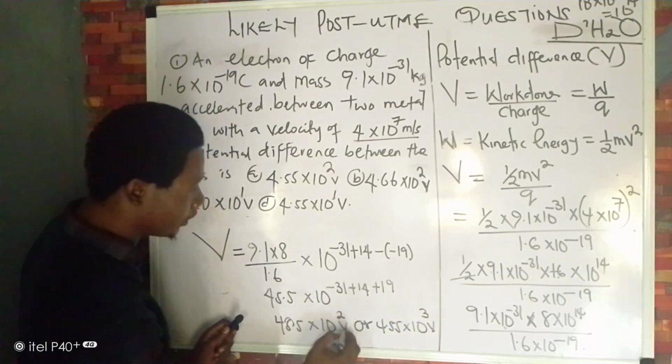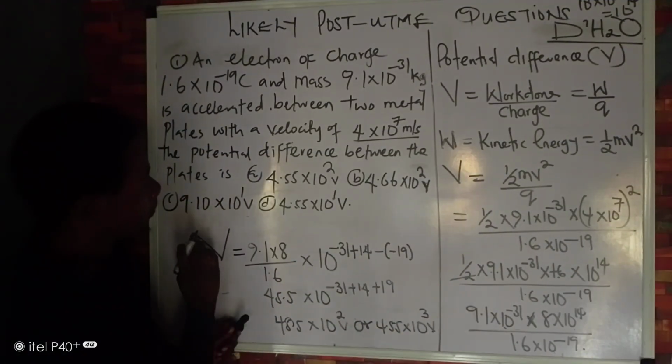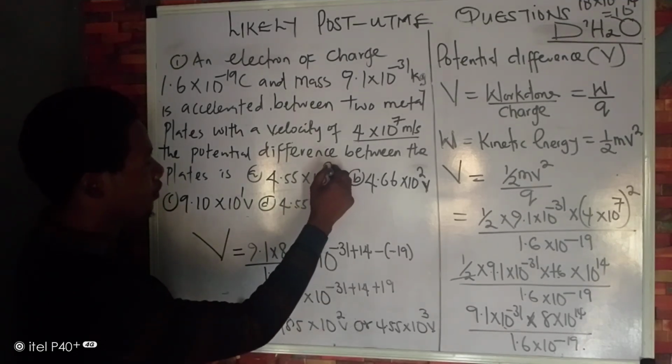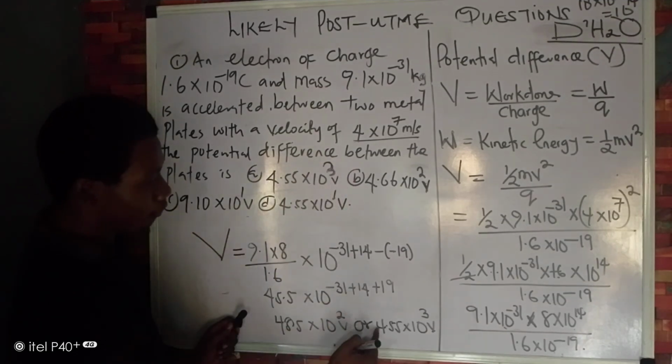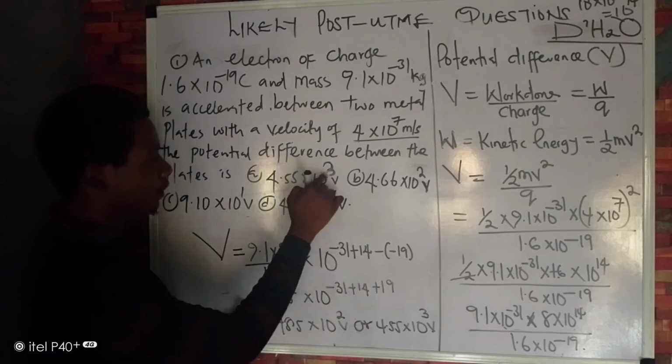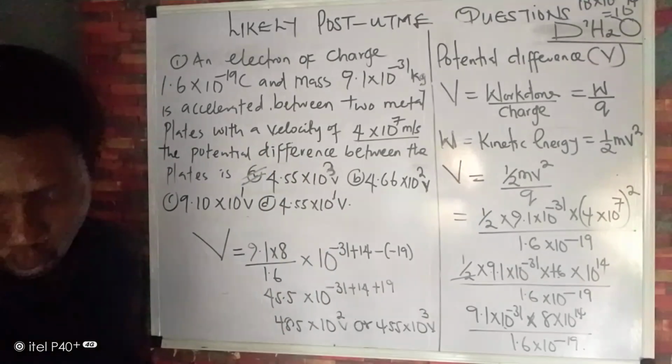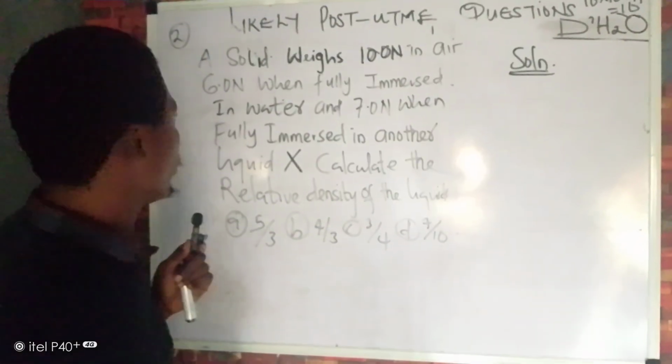So it's either you leave it this way. Okay, so this should be 3. So you have 4.55 times 10 raised to the power of 3 volts. So the answer is what? A. Just one more question. Call it today. Solve this second question.